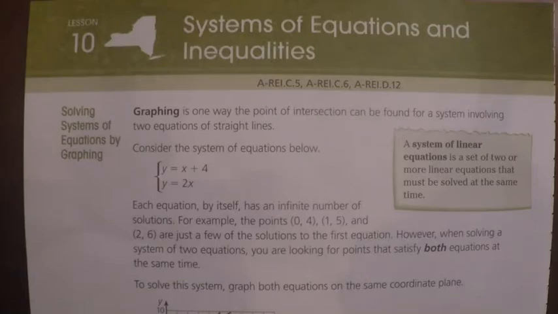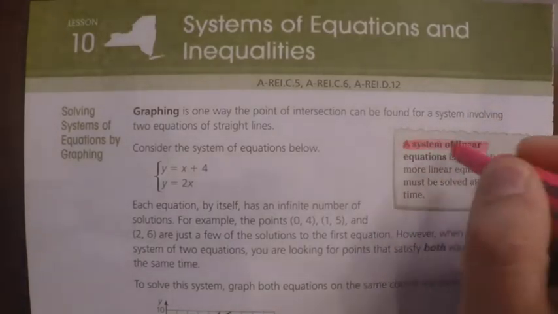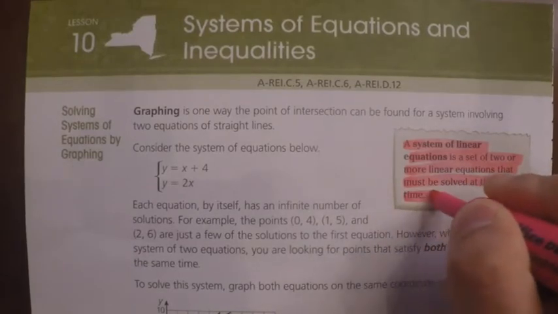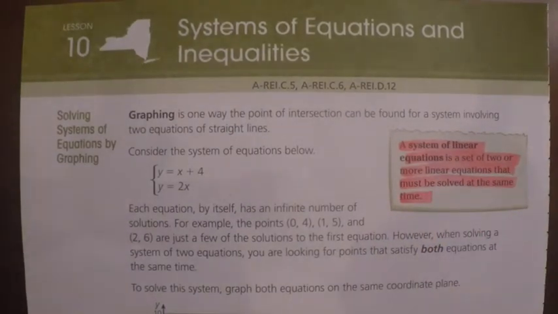But before we take a look at solving by graphing, first let's remind ourselves that a system of linear equations is a set of two or more linear equations that must be solved at the same time. So we're looking at different linear equations. Remember, linear means lines, and their solutions. Now, if we have a system, we're looking for the points that make both of those equations true. And in most cases, it's just going to be 1 point.